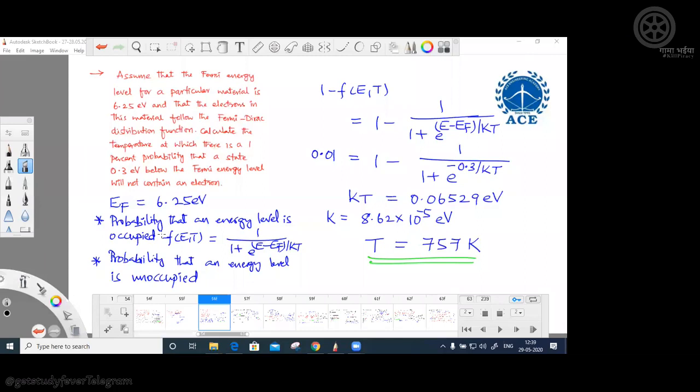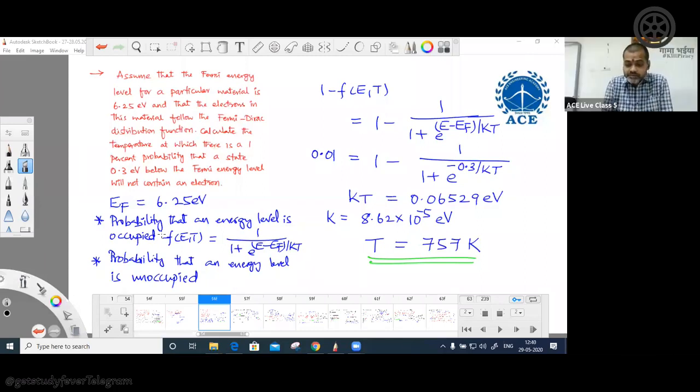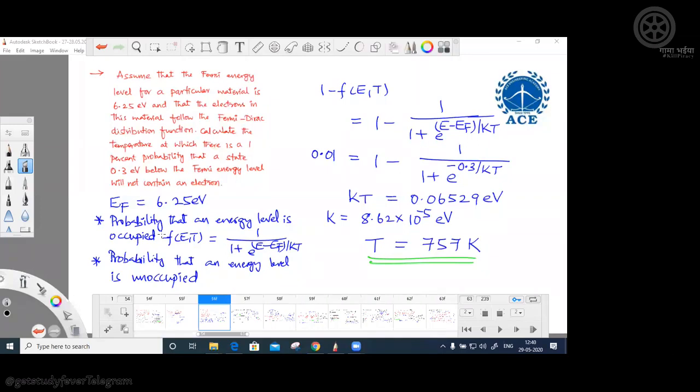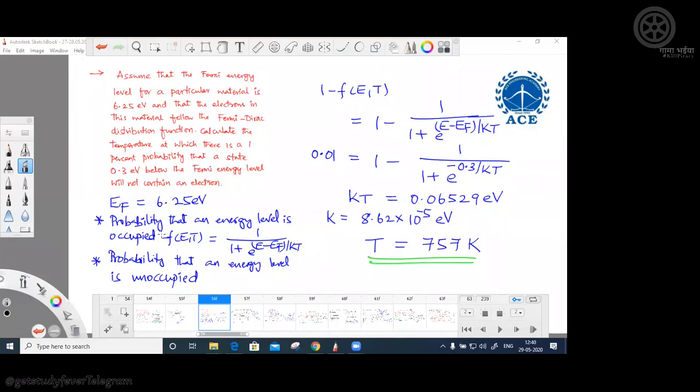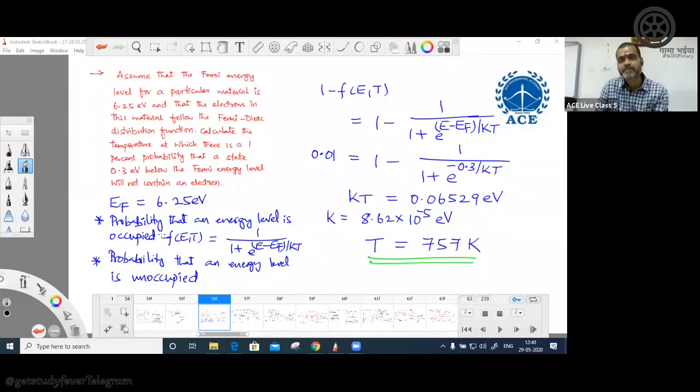Sir, I'm getting confused. What actually defines the Fermi level? We have seen the physical significance of the Fermi level or not? What are the statements that we have given in the physical significance of the Fermi level?